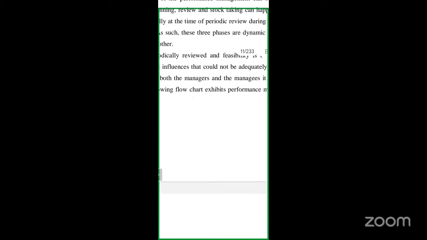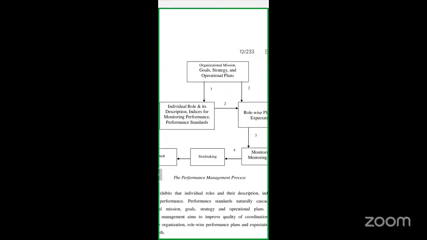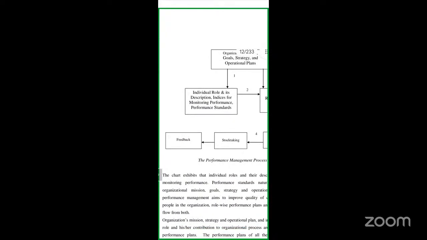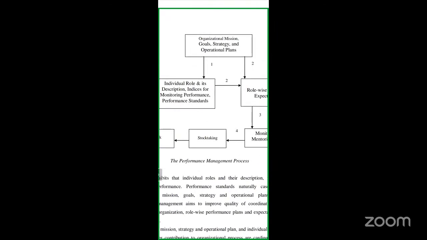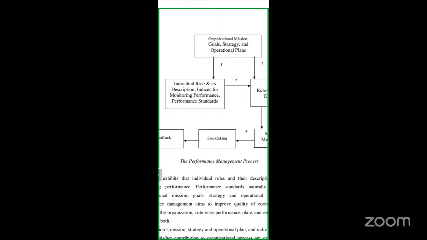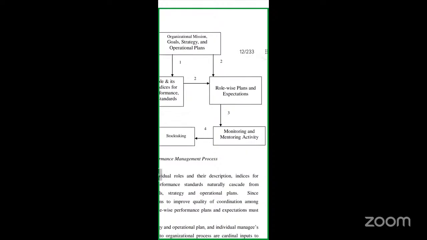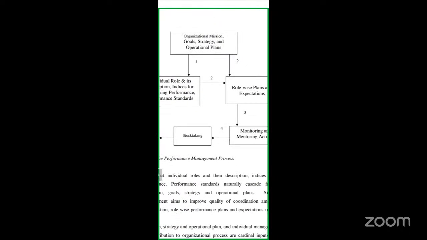The following flowchart exhibits the performance management process in an organization. This is the flowchart which we have to keep in mind in order to know how the process takes place. See, 1, 2, 3, 4. These are the processes. Organizational mission and goals have to be fixed in the first, starting phase. Then the individual role and its description, indices for monitoring performance, and standards. Just now we have seen that we have to take the policies and even the strategies, role-wise plans and expectations into consideration. These are the inputs taken from the organizational mission.